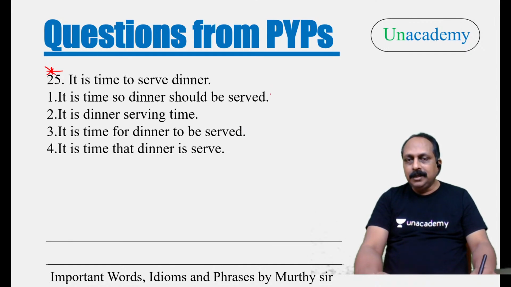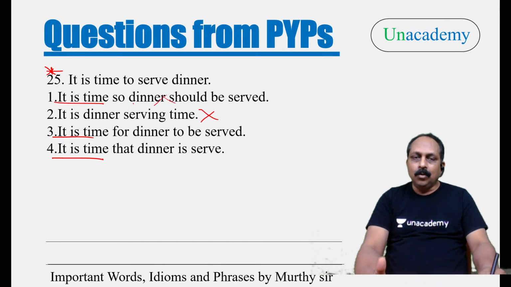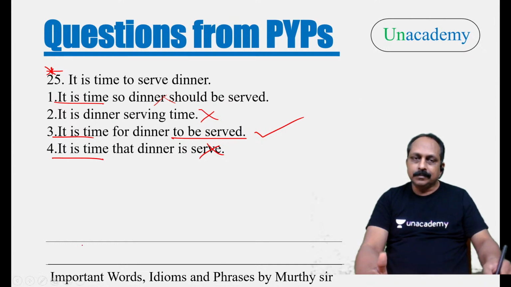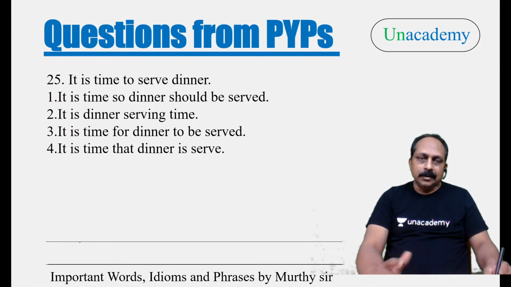It is time to serve dinner. Don't touch the clause, it is time. It is dinner serving time. That is not correct. It is time so dinner should be served. No. It is time for dinner to be served. To be served is in passive voice. It is time that dinner is served, not correct. So, what is the answer here? It is time for dinner to be served. That is in passive. I think same question repeated.